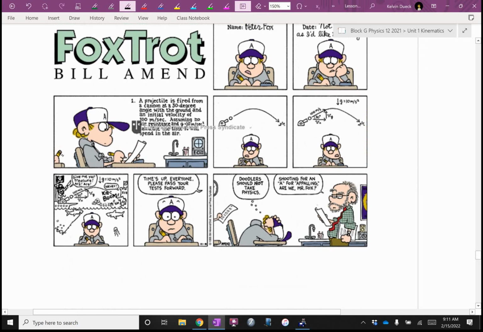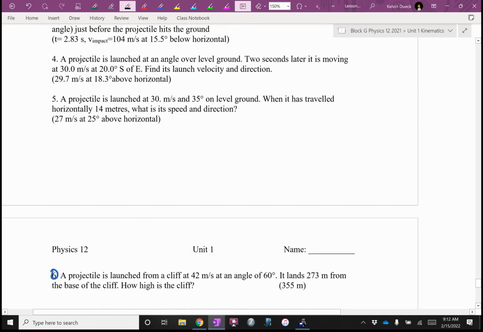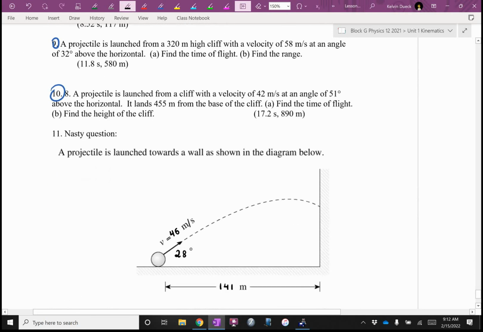Little physics comic for you. And I think I already gave, let me see here. Gave you that, gave you that, gave you that.